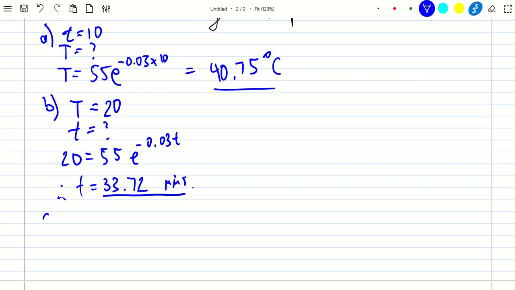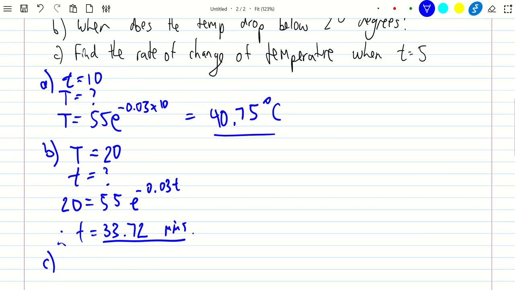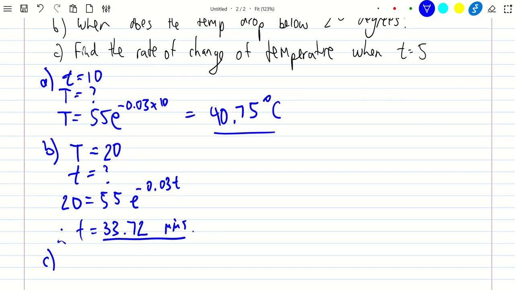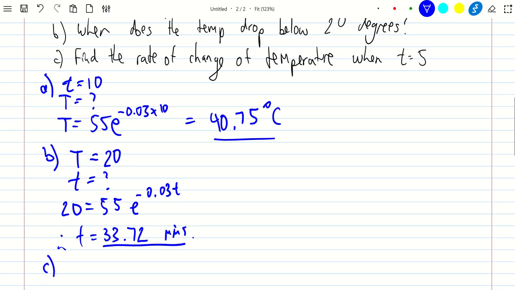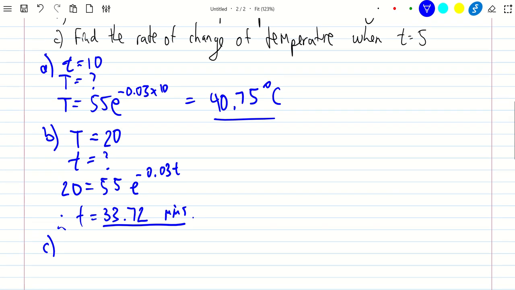Last question, let's have a look at C. And what C is, find the rate of change of temperature when t is equal to 5. So when something asks for the rate of change of temperature, what it wants is the derivative. So this is when we need to bring calculus in. It wants the change in temperature with respect to time. So dT/dt, d capital T, d small t. Okay, the rate of change of temperature with respect to time.